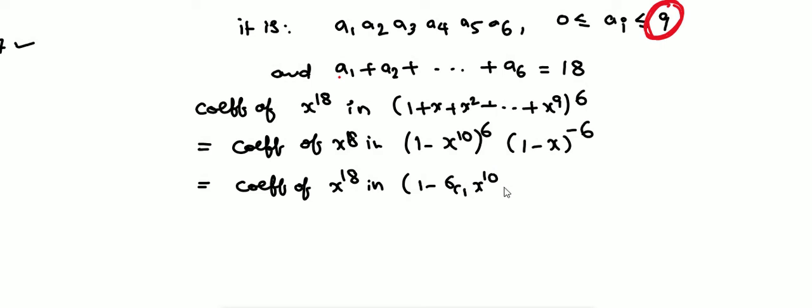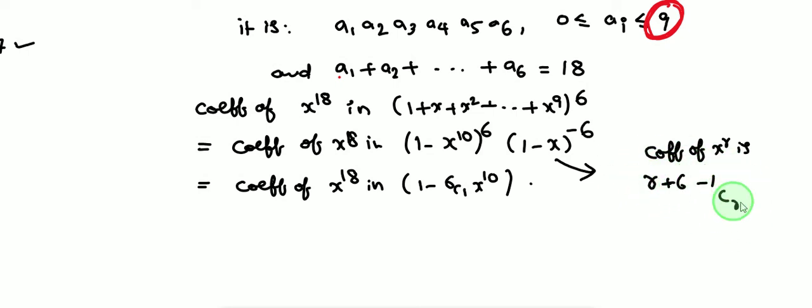So what about this (1 minus x) whole power minus 6? Try to understand here. The coefficient of x power r is (r plus 6 minus 1)c(r minus 1). This is the coefficient of x power r in the expansion of (1 minus x) whole power minus 6. Right. So in this case, into (1 minus x) whole power minus 6.